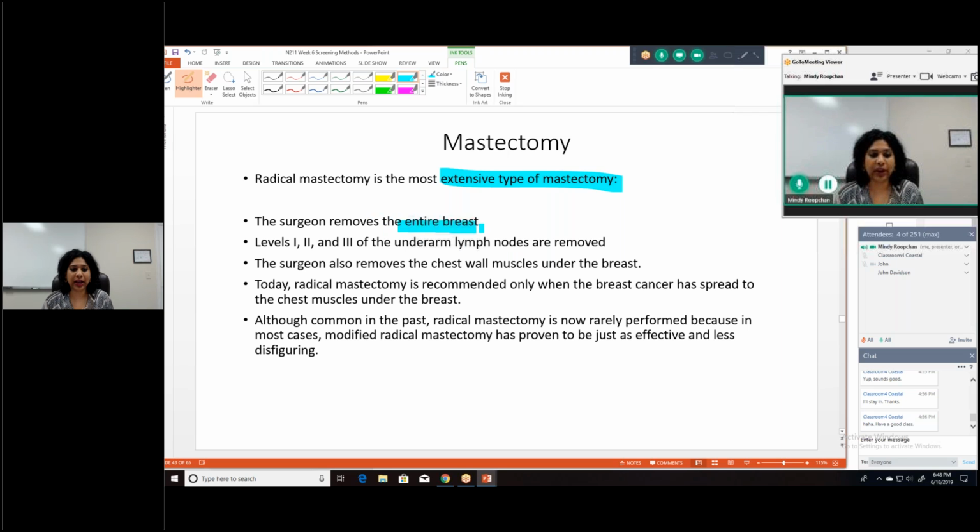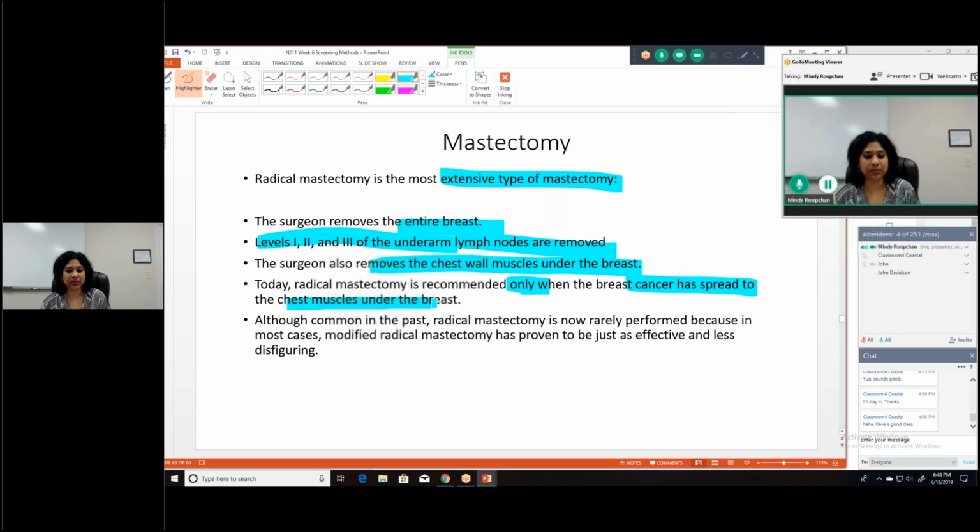The surgeon removes the entire breast. Levels 1, 2, 3 of the underarm lymph nodes are removed. They remove the chest wall muscles under the breast. Today, a radical mastectomy is recommended only when the breast cancer has spread to the chest muscles under the breast. Otherwise, you leave it alone.